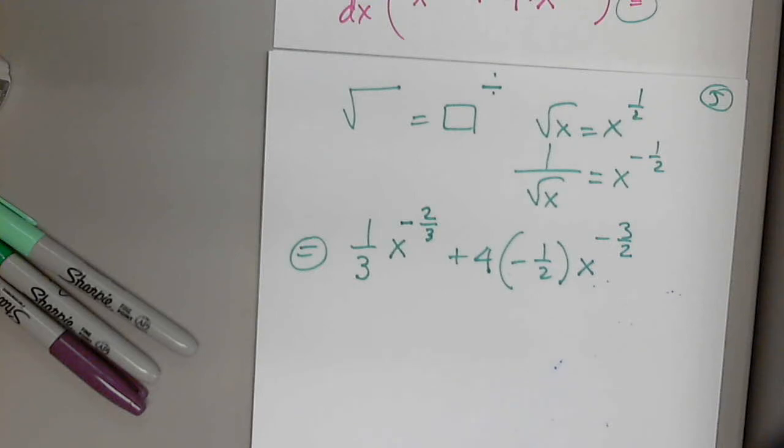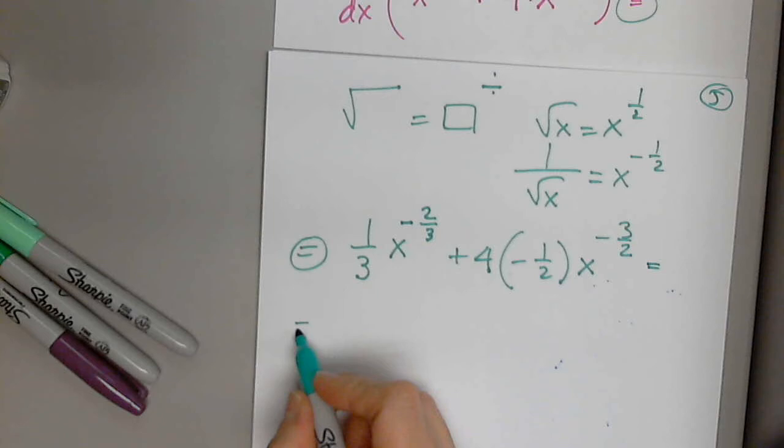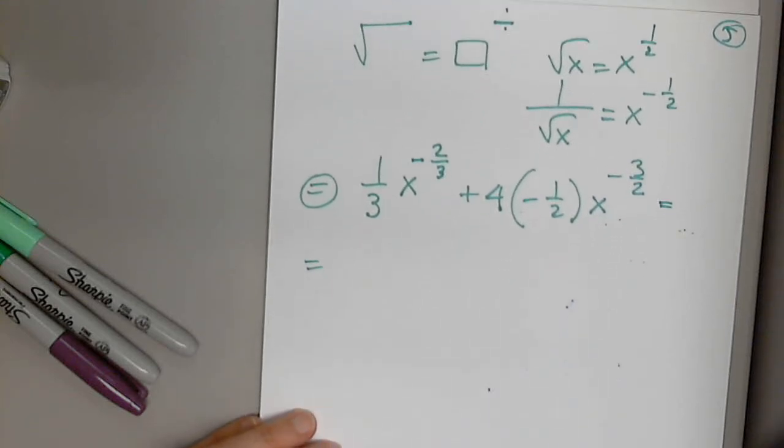So we bring the power in front, 1/3, and subtract 1 from the power. 1/3 minus 1 is negative 2/3. 4 was there. We brought the power down, negative 1/2, and we subtracted 1 from negative 1/2 and get negative 3/2. And now I'm going to try to clean it up a little bit. You don't have to do anything else.